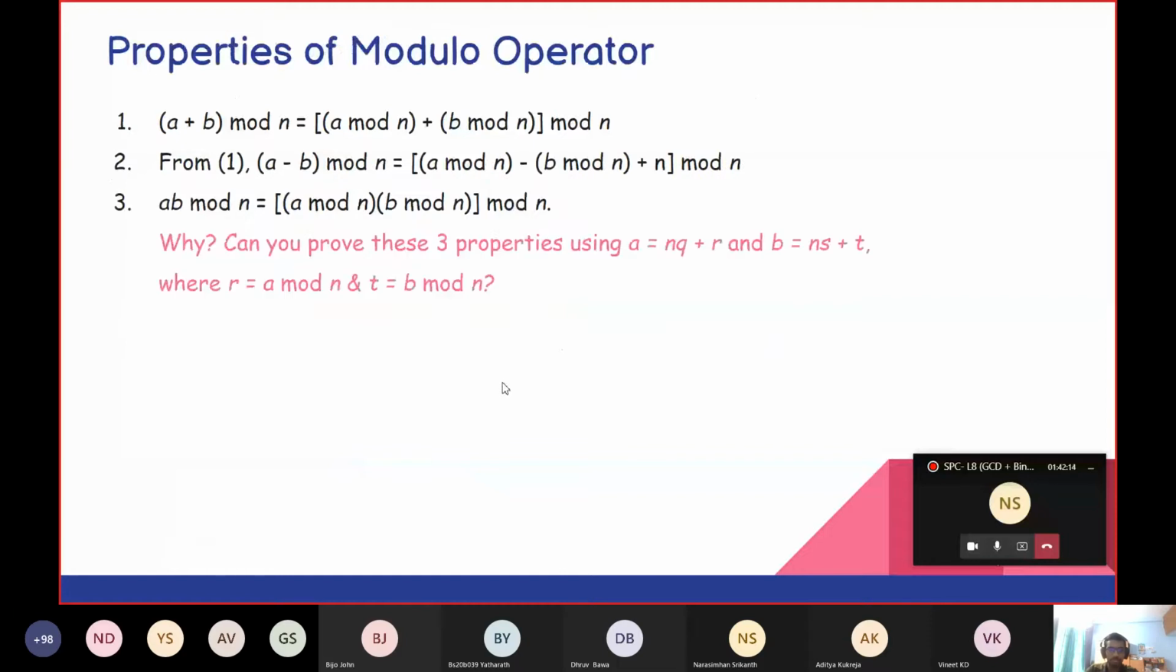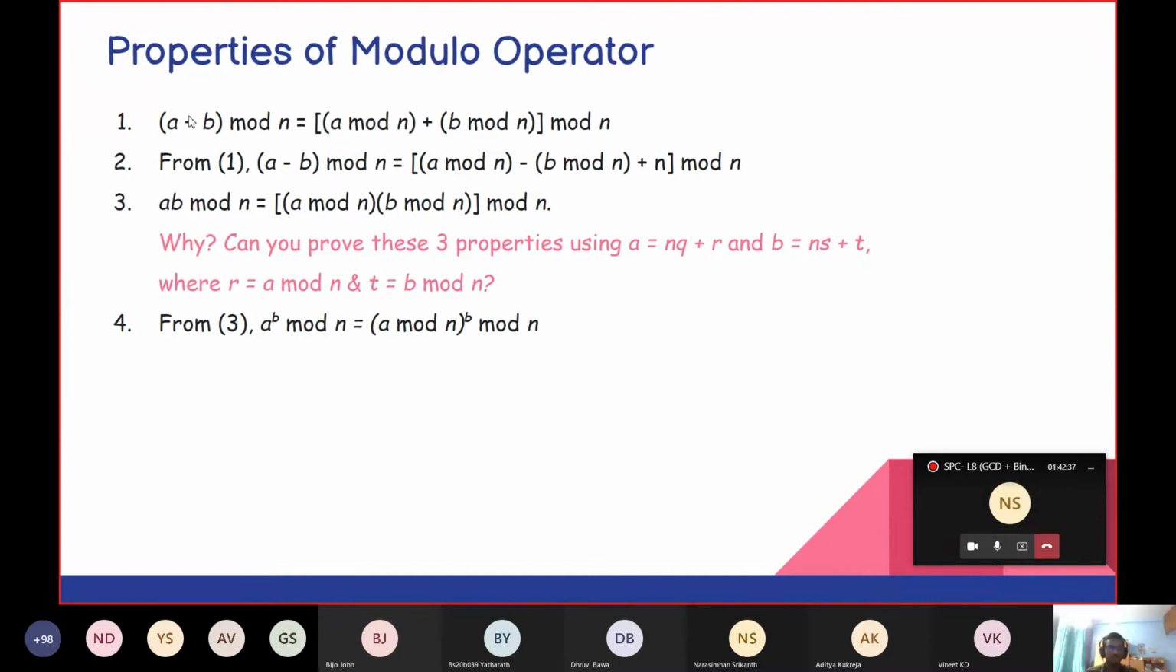Okay, thank you. So the fourth property is, you can just extend the third property and replace B with A. So you'll get A square mod n is A mod n, the whole square, mod n. A cube mod n will be A mod n, the whole cube, mod n. And so on. A power b percentage n will be the remainder whole power b, mod n. So this is also just derived from here.